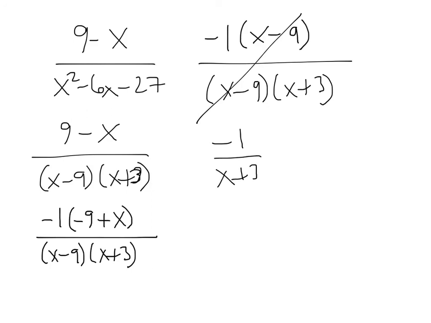Always remember, even if there was nothing left up here in the numerator after I canceled, say there was no negative 1 here, it would then be 1 over x plus 3. You can't just have x plus 3 if you cancel everything out in the numerator. Do not forget that.